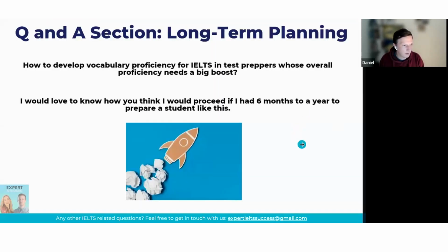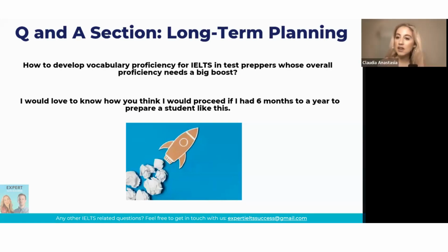So this was a question from one of our members, and they asked us how to develop vocabulary proficiency for IELTS in test preppers whose overall proficiency needs a big boost. I'd love to know how you think I would proceed if I had 6 months to a year to prepare a student like this. So let's start with the first part, Claudia. What would you suggest? How am I going to help prepare them and get them ready for that?